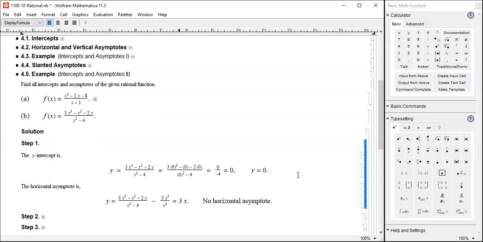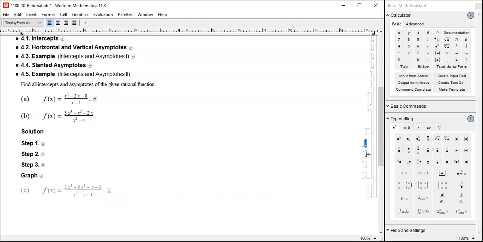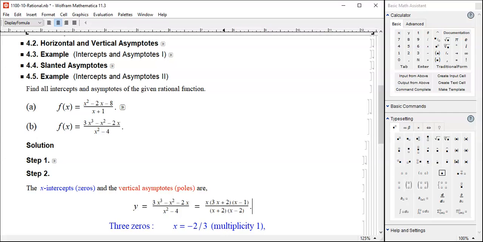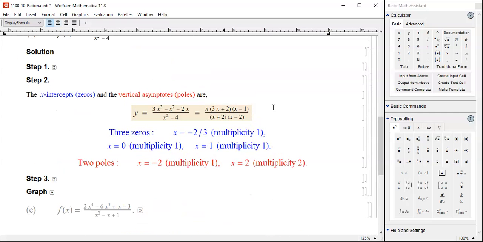As for step 1, getting the y-intercept, plugging x equal to 0, oh, that was easy. Horizontal asymptote, no horizontal asymptote, that too was easy. Now for vertical asymptotes and x-intercepts, factor the numerator, factor the denominator, and then you get 3 zeros. x equal to 0, x equal to negative 2/3, x equal to 1, they all have multiplicity 1.